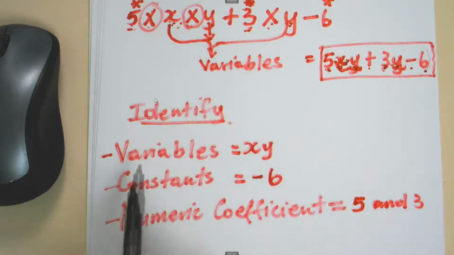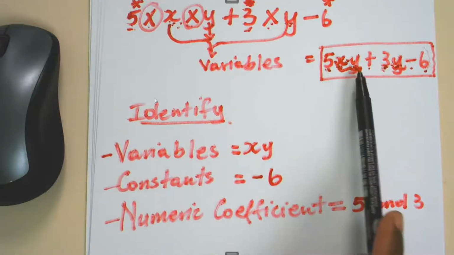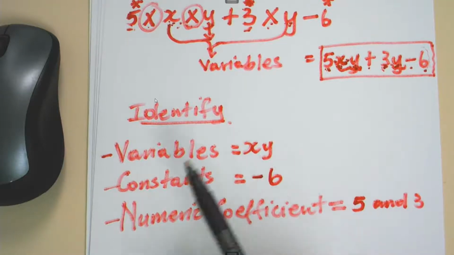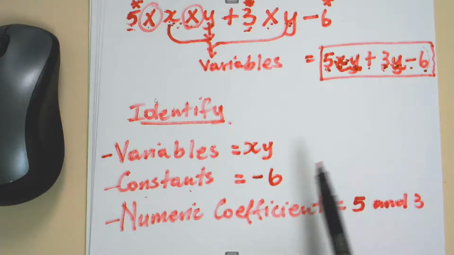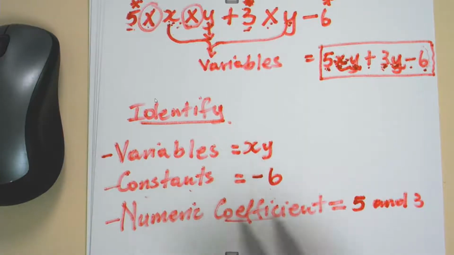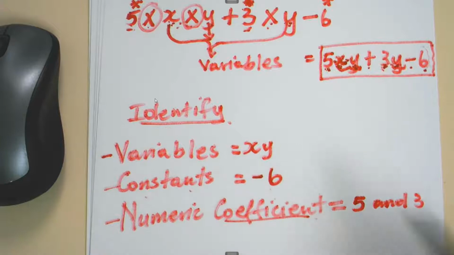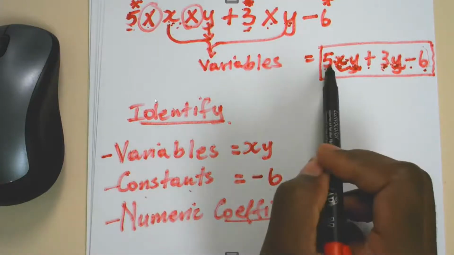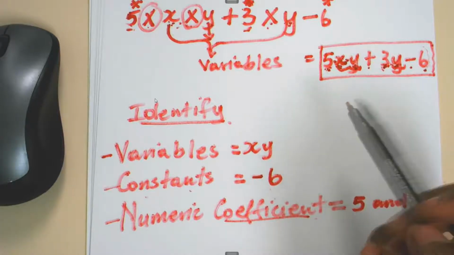So again guys, we are able to see that x and y are variables. Constants are the numbers without any variable next to them, which in this case is minus 6. Then numeric coefficient. A coefficient is a number that has been written next to a variable. In this case, 5xy. Why do we not say this 5 and this 3 can be identified as constants? Because they are not constant, guys.